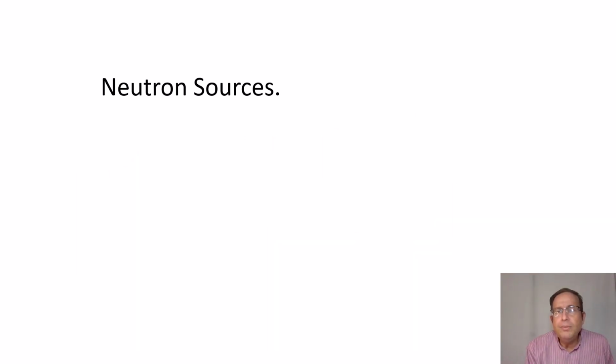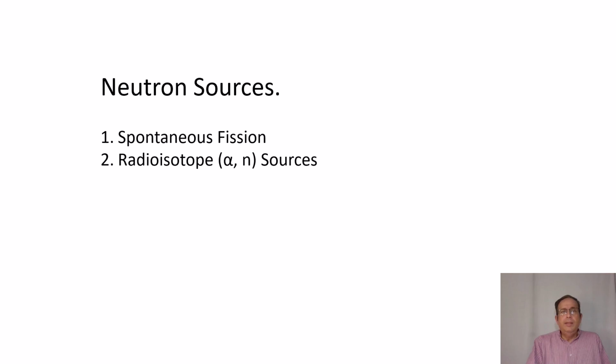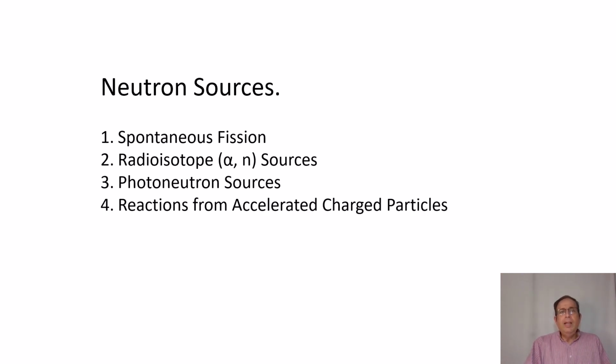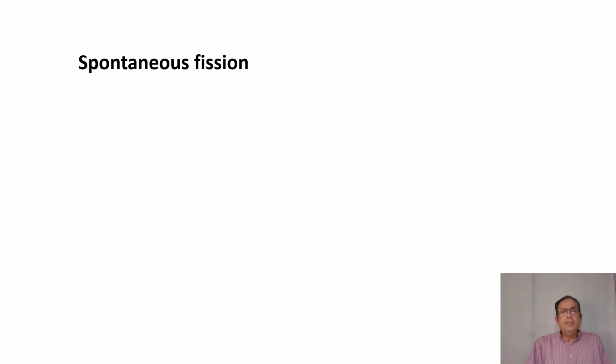So there are different types of neutron sources. First one is the spontaneous fission. Then you have radioisotopes which undergo alpha N reaction. Then you have photoneutron sources. And finally you have reaction from accelerated charged particles. So we are going to deal with each one of them step by step, one after another. So let us start with the spontaneous fission.